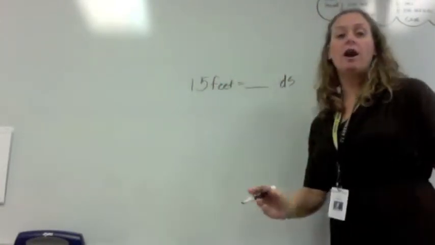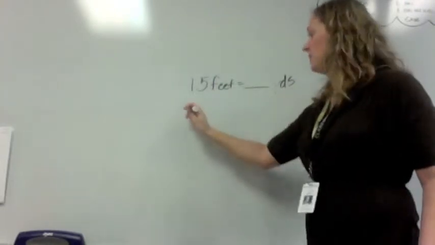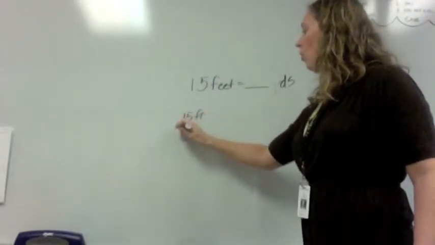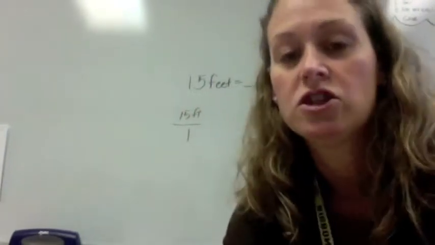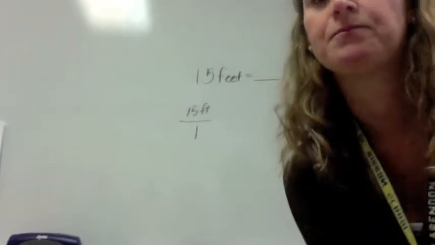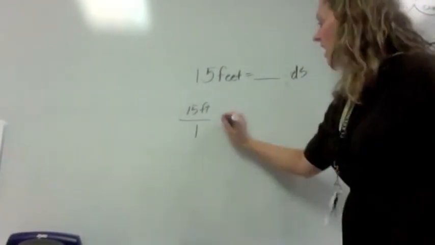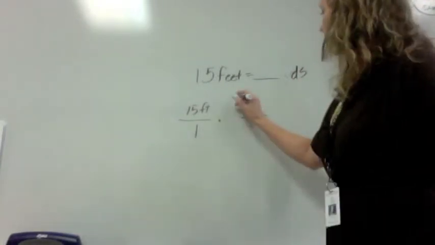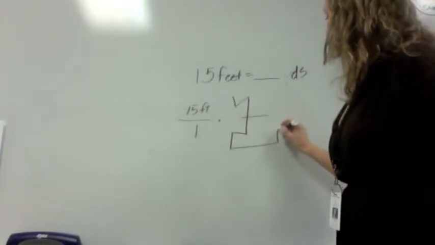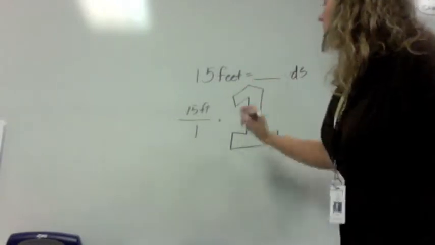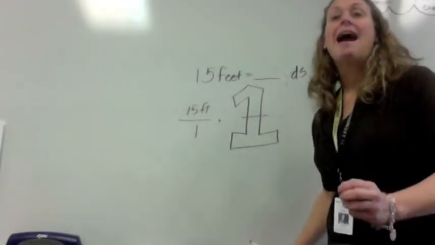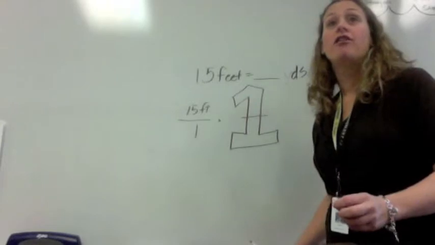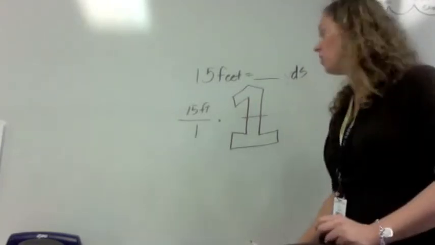The first thing I do is I take my 15 feet, and I write 15 feet over 1. I'm going to zoom in just a little bit so you can see that board. All right. And then I'm going to multiply my 15 feet by my magic 1. One of the things that I need to know is how many feet are in a yard. There are 3 feet in a yard.